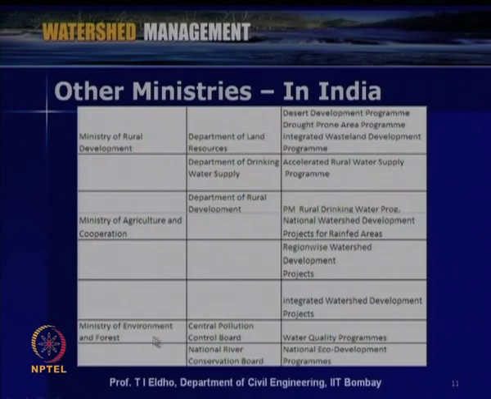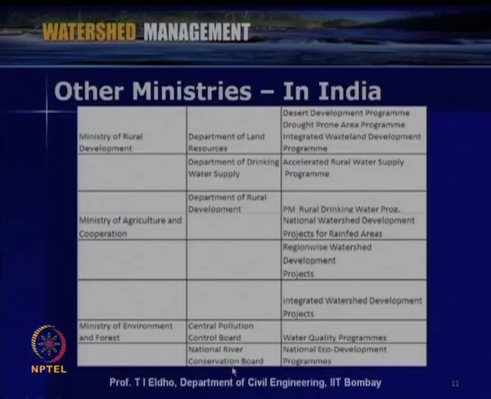Then another important ministry is the Ministry of Environment and Forest. The Ministry of Environment and Forest deals with the pollution issues of water, air and soil and related issues. Under it, there is the Central Pollution Control Board, then the National River Conservation Board. They deal with various water quality issues, then lake development, then eco development programs, etc. So, these are the administrative structures as far as the Government of India and various state governments are concerned, as a typical case for India. So, now, so far what we have discussed is about the water policies.